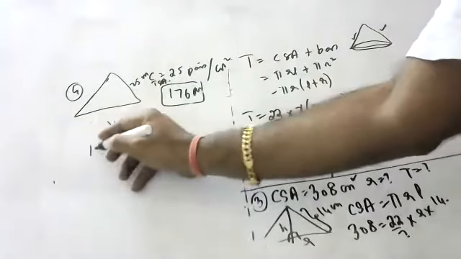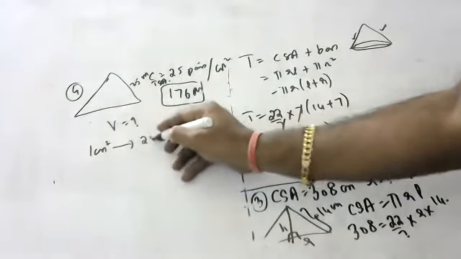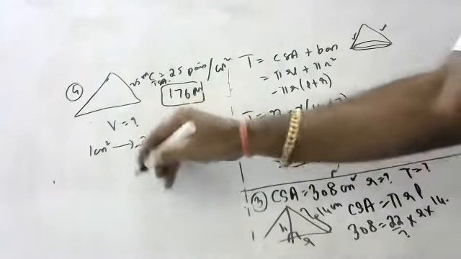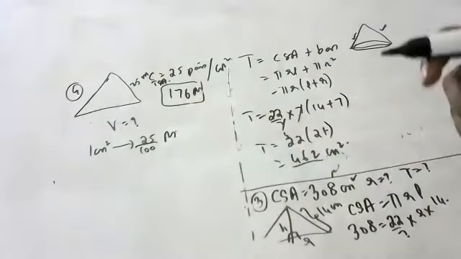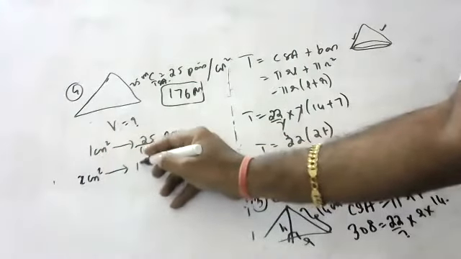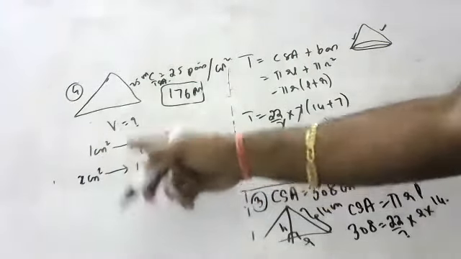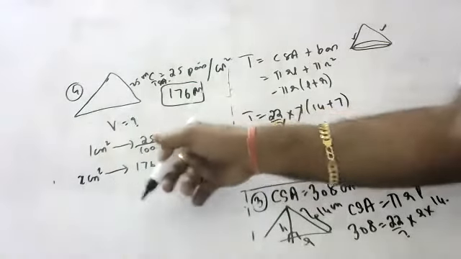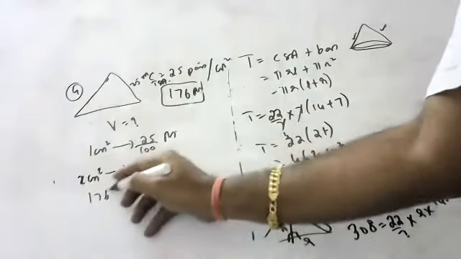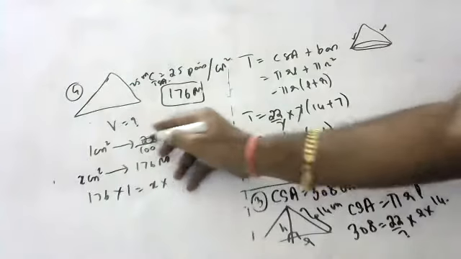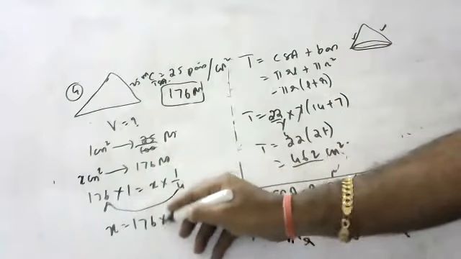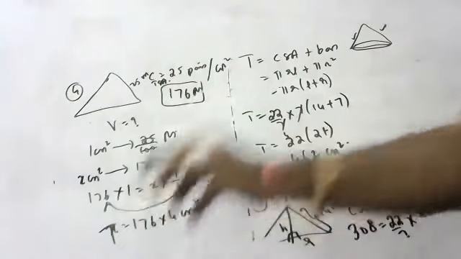So, children, 1 centimeter square is 25 paisa. 25 paisa means how much rupees? 25 by 100. So how many centimeter square might have become 176 rupees? If you do this, you will get TSA. 1 centimeter square is 25 paisa. How many centimeter square is 176 rupees? Cross multiplication. 176 into 1 is equal to x into 25 by 100, which is 1 by 4. This 4 goes on. x is equal to 176 into 4 centimeter square. This is TSA.